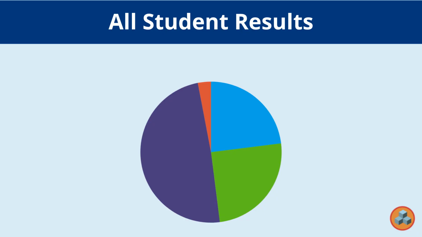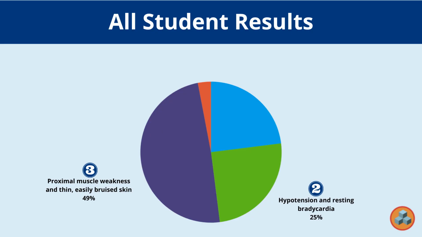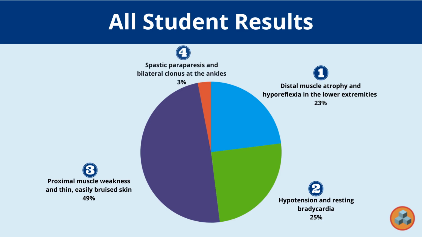Let's explore the all-student data. 49% of students selected option 3, proximal muscle weakness and thin, easily bruised skin, the correct response. 25% of students selected option 2, hypotension and resting bradycardia. 23% of students selected option 1, the distal muscle atrophy and hyporeflexia in the lower extremities. 3% of students selected option 4, spastic paraparesis and bilateral clonus at the ankles.